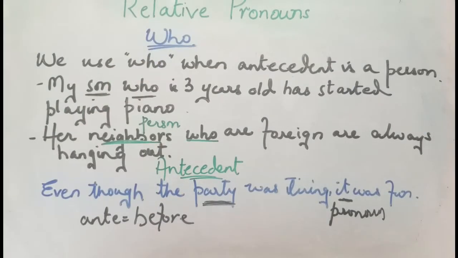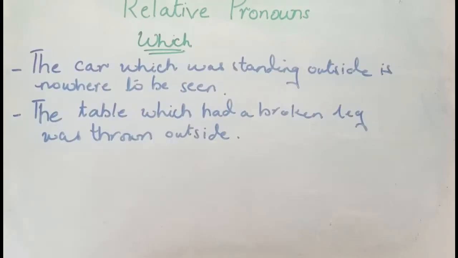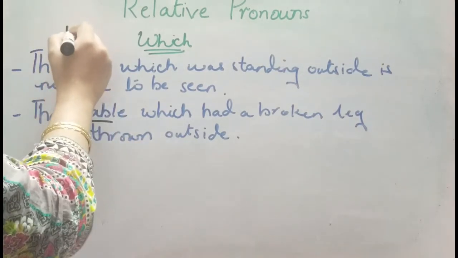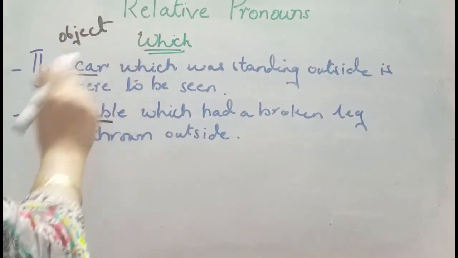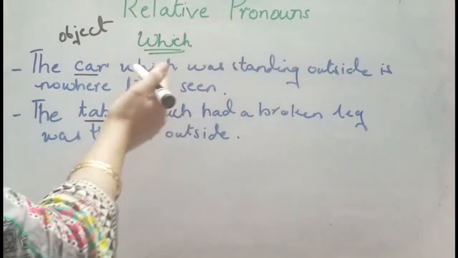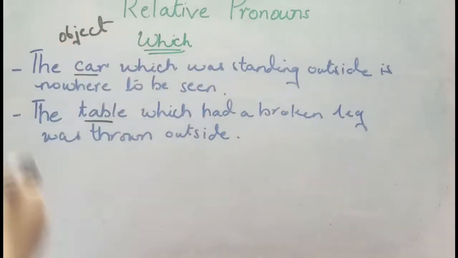Moving on to the next relative pronoun, that is which. The car which was standing outside is nowhere to be seen. Now when I mentioned the relative pronoun who, I mentioned that the antecedent should be a person, but in this case when you are using which, the antecedent is always an object. Okay, so see, the car which was standing outside is nowhere to be seen. Car is your object over here.